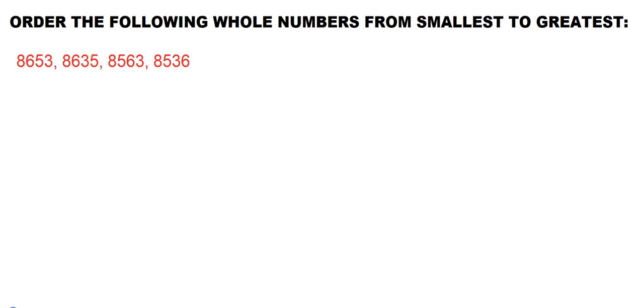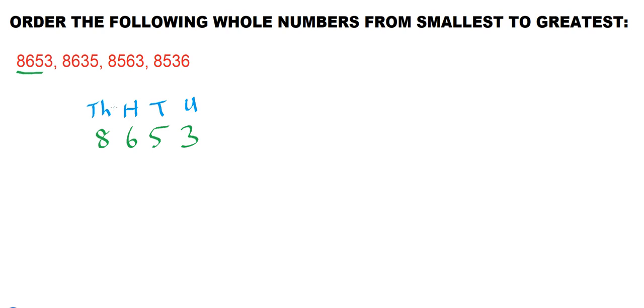Order the following whole numbers from smallest to greatest, and we have these as the list of the whole numbers. So one of the aspects to recognize is place value. So if I take this number here, 8653, I've got to remember place value. These are the units or the ones, tens, hundreds, and we have thousands.